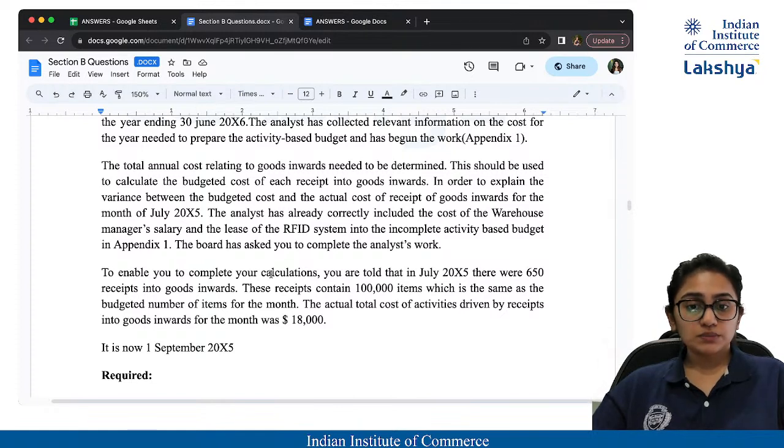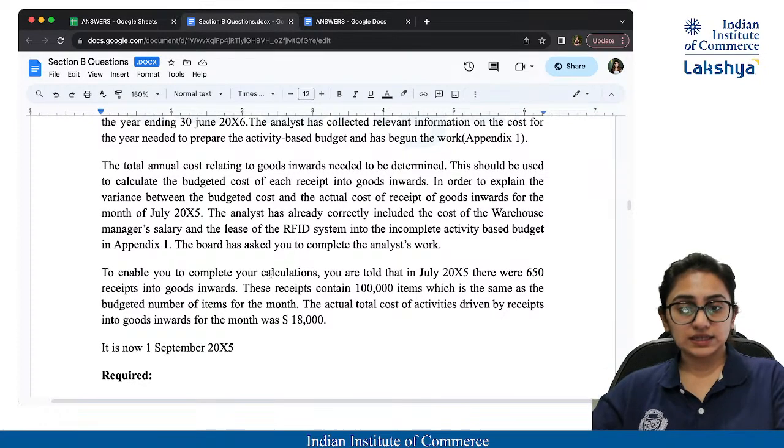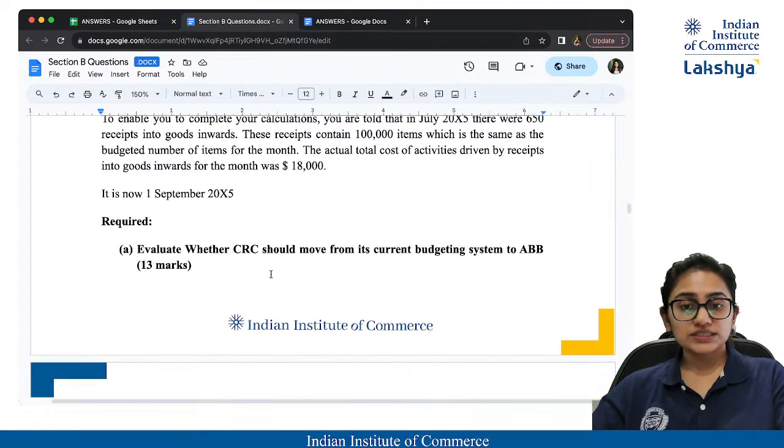To enable you to complete your calculations, you are told that in July 20X5, there were 650 receipts of goods inward. These receipts contain 1 lakh items, which is the same as the budgeted number of items for the month. The actual total cost of activities driven by receipts into the goods inward for the month was $18,000. It is now 1 September 20X5. Evaluate whether CRC should move from its current budgeting system to ABB.